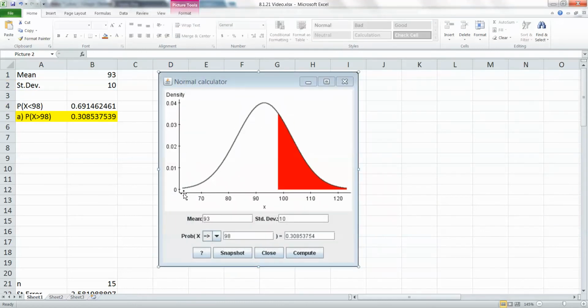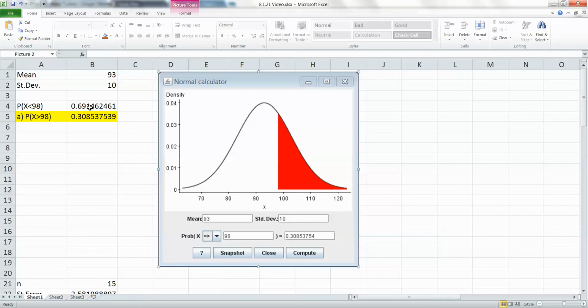And even if you don't have a computer program necessarily to do this for you, it's a smart idea to kind of draw this on this picture for yourself so you can get a sense of it. So we have this picture here, and here's 98, and the mean is 93 in the middle. And then we want to know this area over here on the right.